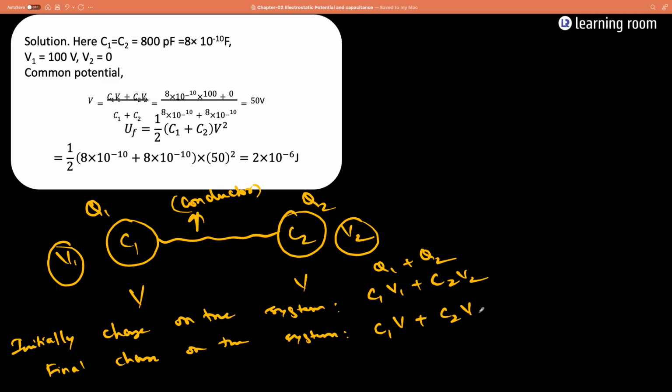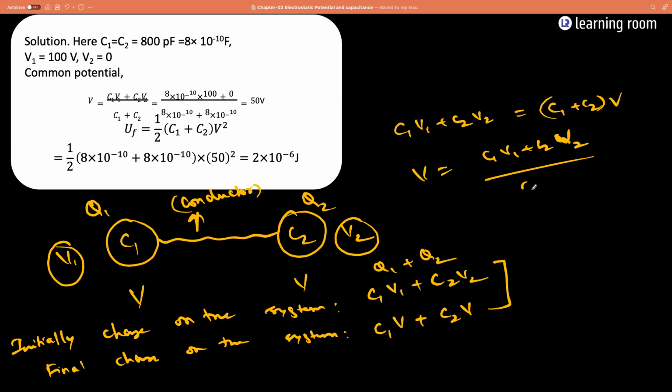So here, if you treat this as an isolated system, what do you mean by an isolated system? It means the charges cannot interact with the surroundings. If you treat it as an isolated system, what is conserved? Charge is conserved. So the initial charge C1V1 plus C2V2 should be equal to the final charge, that is C1 plus C2 into V. That is the reason why I took C2V2 as 0. It is because of the concept of conservation of charge.